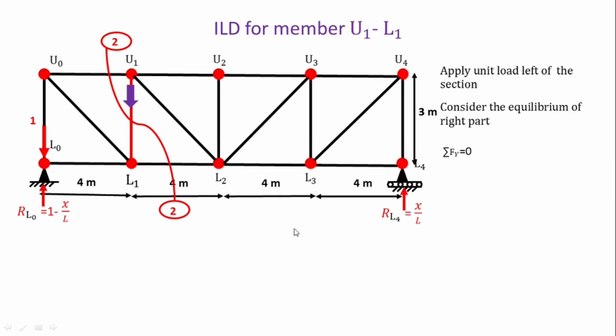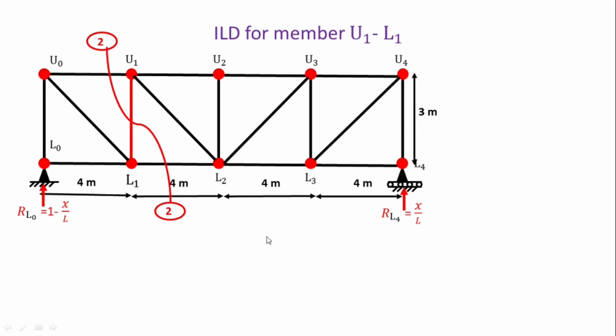So apply the sigma Fy condition because this member is vertical. So automatically these two horizontal forces become 0 because we are applying the sigma Fy condition. So this is one vertical force and this reaction is another vertical force. Upward force positive and downward force negative. So here RL4 is positive and minus FU1L1 is equal to 0. Then FU1L1 is equal to RL4. So RL4 is equal to x by L, where x is the location of the unit load, which is at 0. So x equal to 0, RL4 is equal to 0. It means FU1L1 is equal to 0.